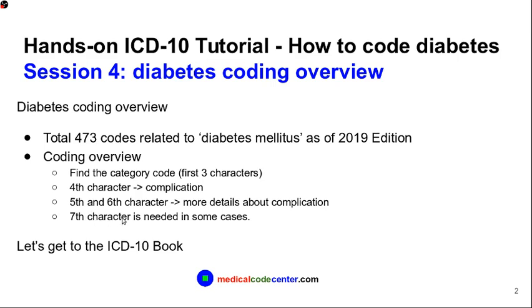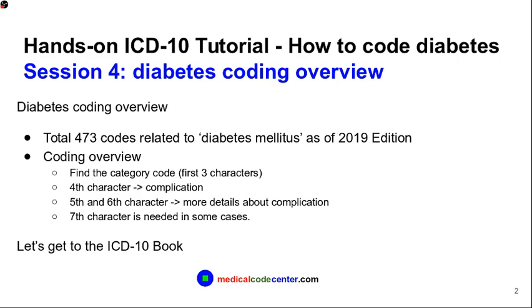This is really important, and some more experienced coders neglect the 7th character, forgetting to code it. Specifically for diabetes, if the diabetes affects the eye, then you have to specify left eye, right eye, or bilateral. This is given by the 7th character.